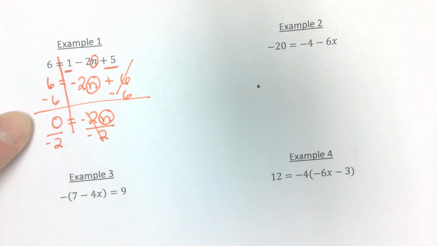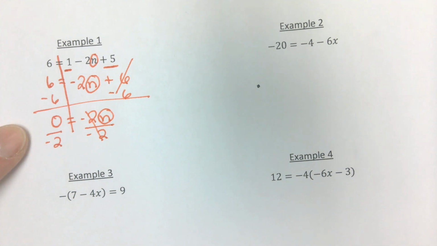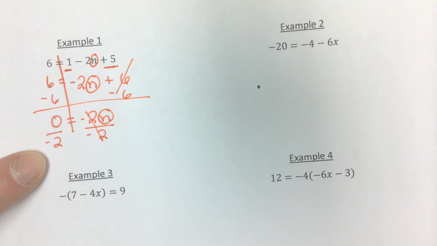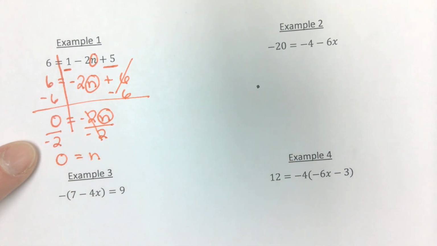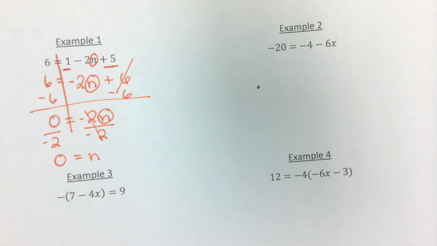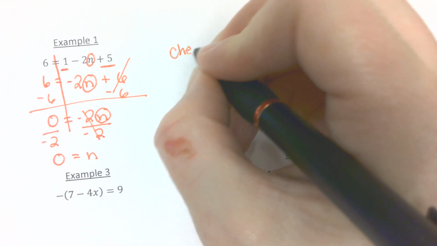If I have 0 and I divide by a number, you get 0. It's like 0 cookies divided by negative 2 friends. Nobody gets nothing. Like, there's no cookies to give away. So 0 equals n. Then we check our work.